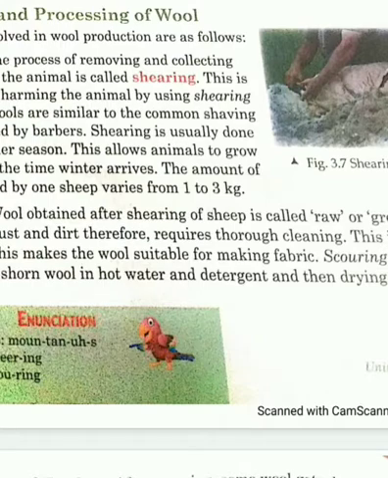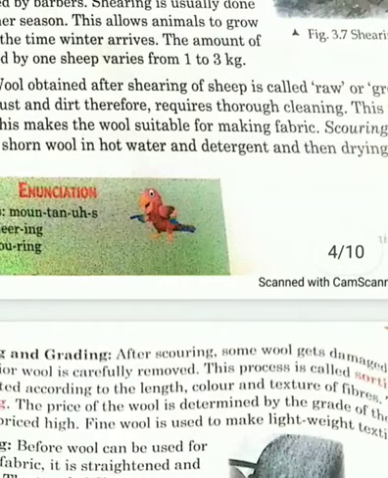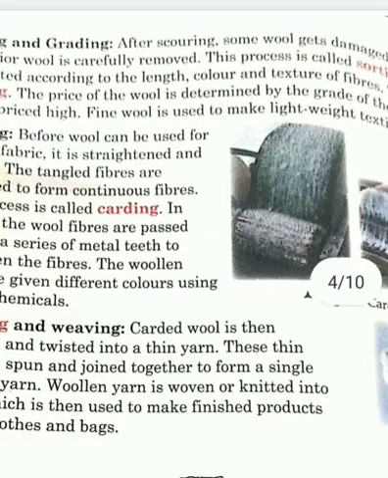Scouring, and this scouring means the removal of all the dust and dirt which comes along with the hairs of sheep. Okay, and this process is called scouring. It makes the wool more suitable for making fabric, isn't it? So scouring involves washing the shorn wool in hot water and detergent, and then drying it. After drying, what do we usually do?